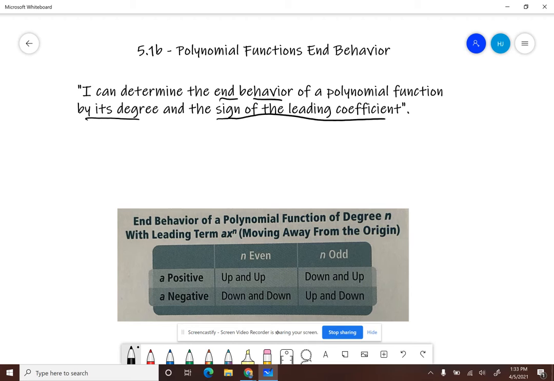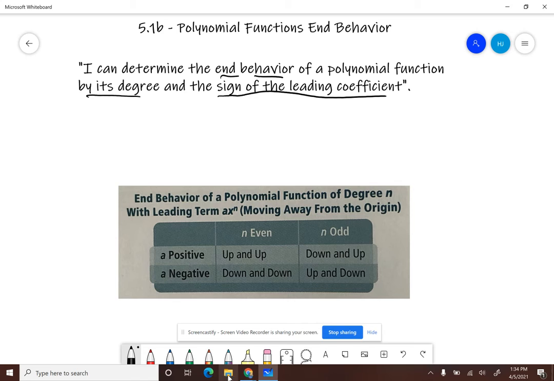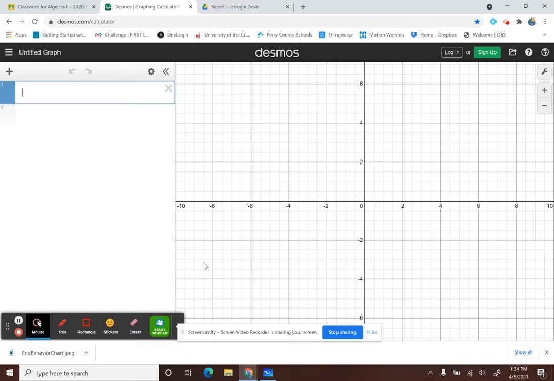Okay, so I've got this little table here down below, and we're going to talk about that in a little bit more detail in just a second. But in order for you to really understand what this table is saying, I think we need to go look at some graphs and then come back to that. So I'm going to switch over to Desmos real quick, and we're just going to go through a couple of different graphs.